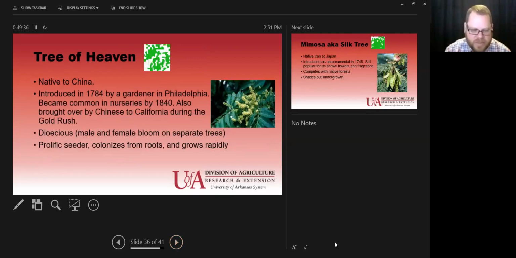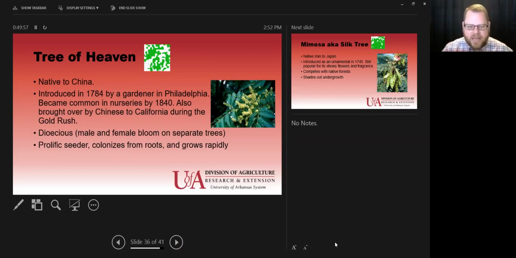Tree of Heaven was native to China, introduced in 1784, again in Philadelphia at a garden show. And it became pretty popular in the 1840s in nurseries. And then when we saw the Chinese come to California during the gold rush, they brought Tree of Heaven.